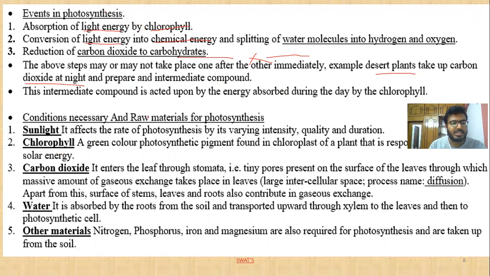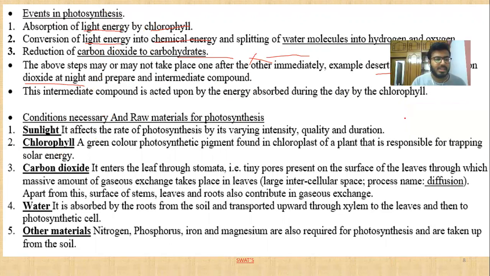Okay, now conditions necessary and raw materials for photosynthesis. What raw materials are needed? Sunlight. It affects the rate of photosynthesis by its varying intensity, quality and duration. The more sunlight there is... in the rainy season, what will happen? Sunlight will be less, so food production will be less. So that is the basic thing. Okay, so they are storing it in the form of starch.